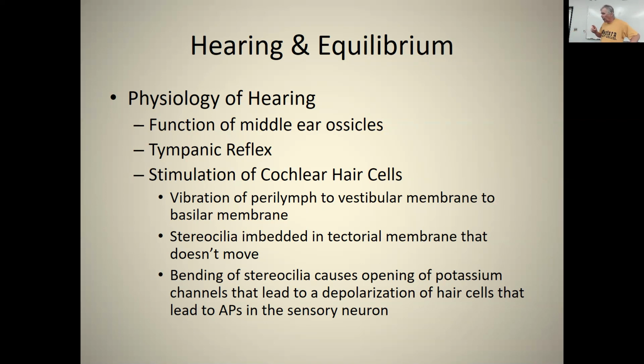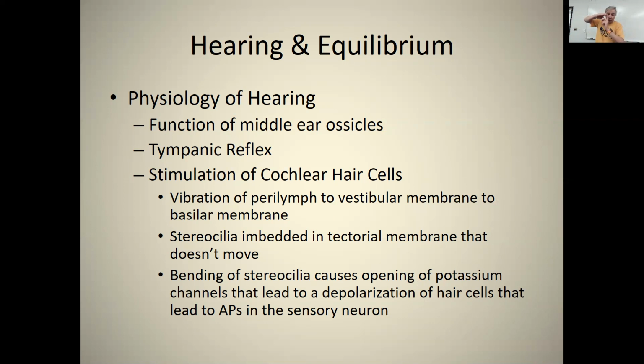Vibration of perilymph in the scala vestibuli to the vestibular membrane, which causes fluid movement of endolymph in the cochlear duct, which vibrates the basilar membrane. Right. The stereocilia in the hair cells are embedded in the tectorial membrane that doesn't move. So you have this tectorial membrane that doesn't move, and here you have the basilar membrane with the base of the hair cells, and it's moving up and down.